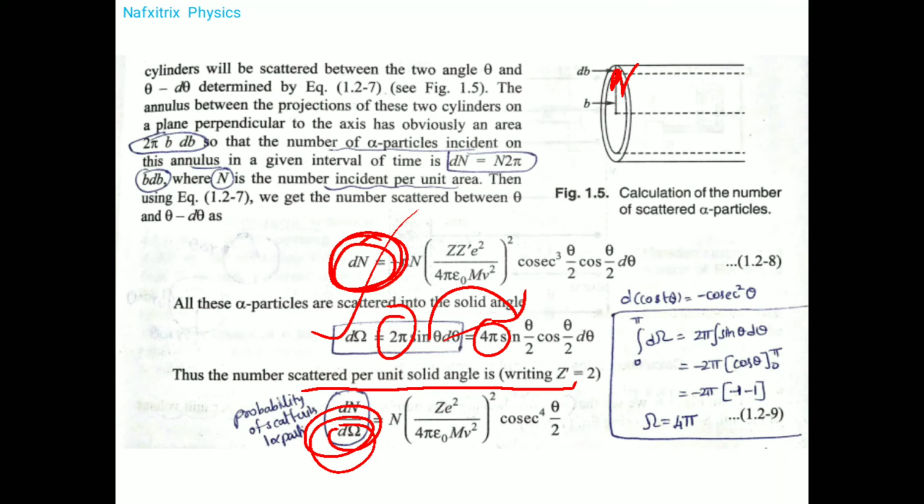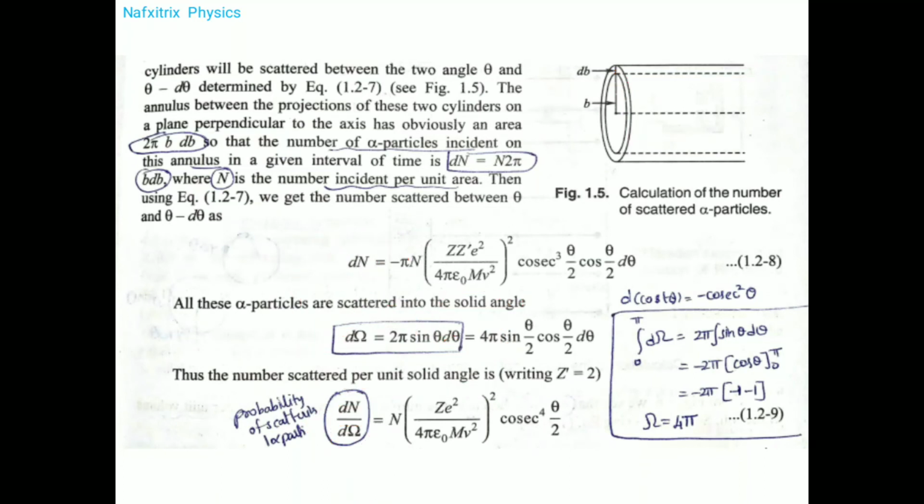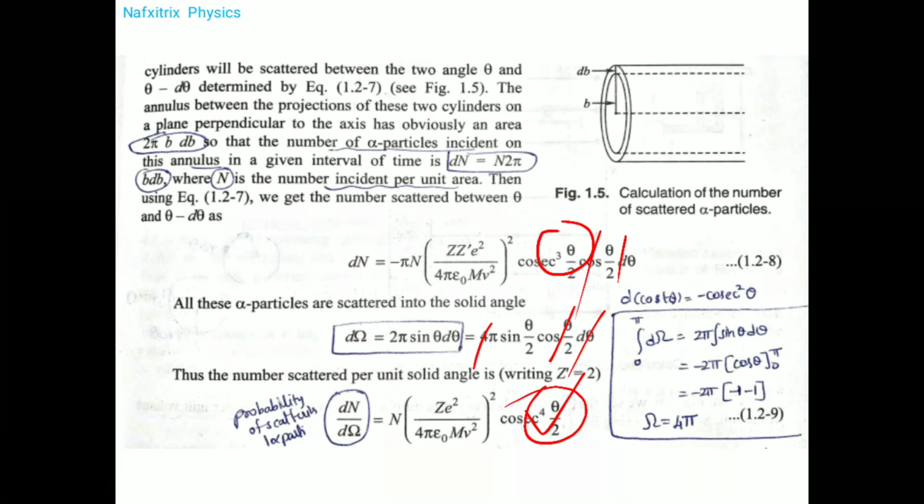So we just need to divide these two equations. If we divide and do the calculations, the cos theta by 2 would get cancelled with d theta, and we would get 1 by sin theta by 2, cosecant to the power 4, and pi would get cancelled. So likewise, if we do the calculations, we would finally get this term.